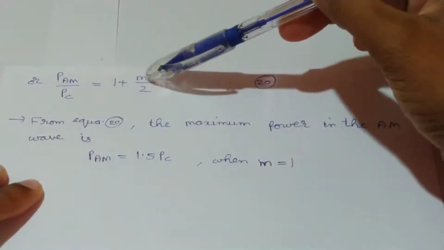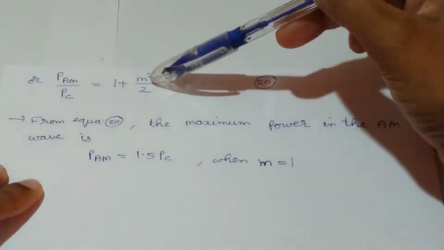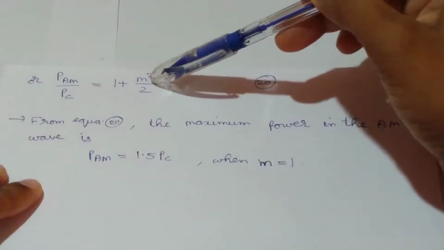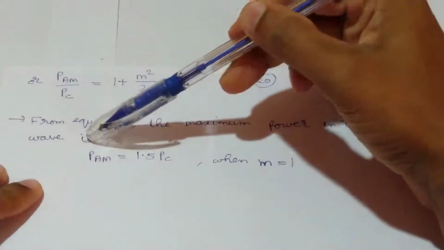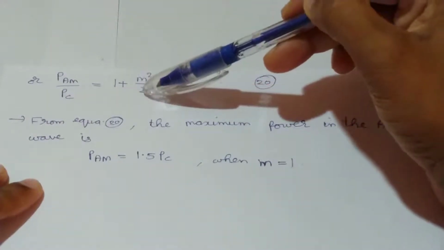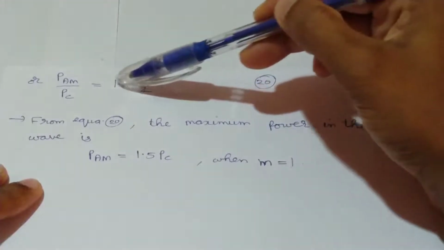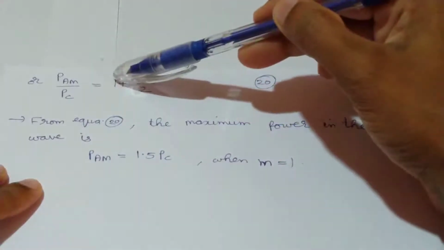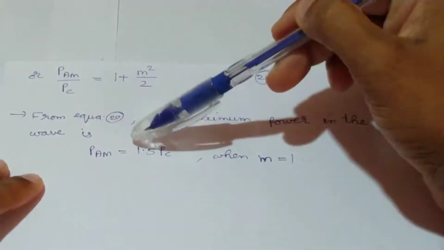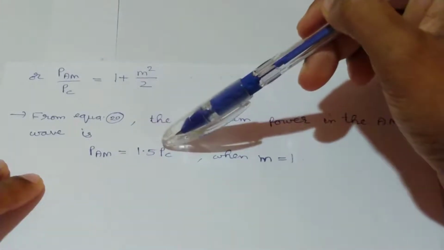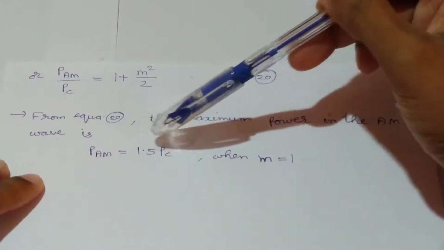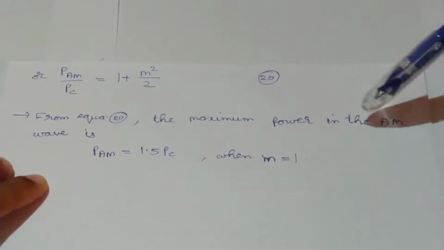We know the maximum value of M is 1. So if we substitute M is equal to 1, then we will get the maximum power in the AM wave. So when this M is equal to 1, here it will be 1 square by 2 or 0.5. So we will get this PAM by PC as 1.5. Okay, or we can write PAM is equal to 1.5 into PC when M is equal to 1. So this 1.5 PC is the maximum power in the AM wave.